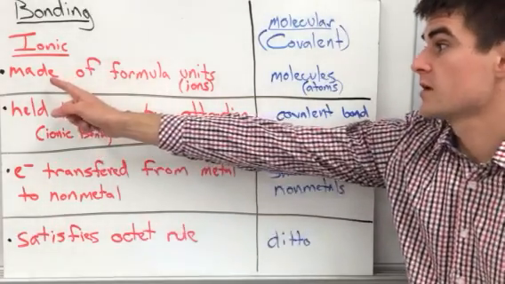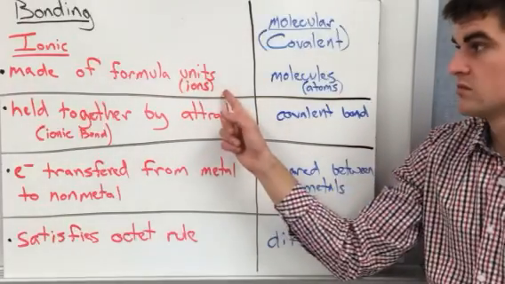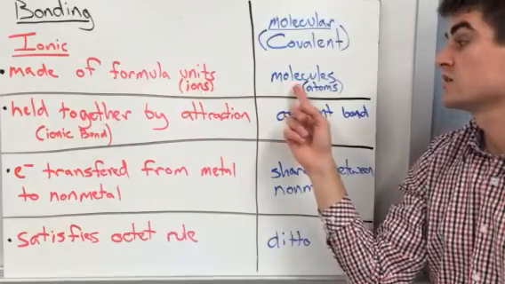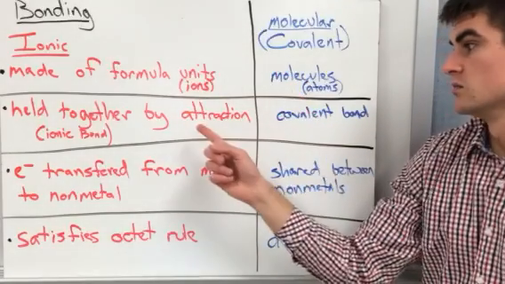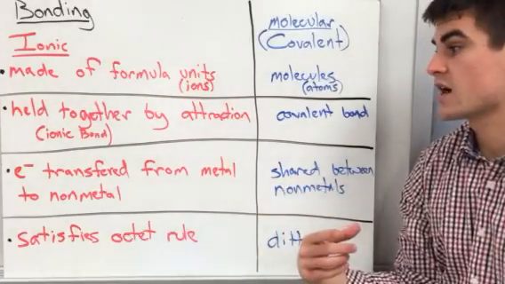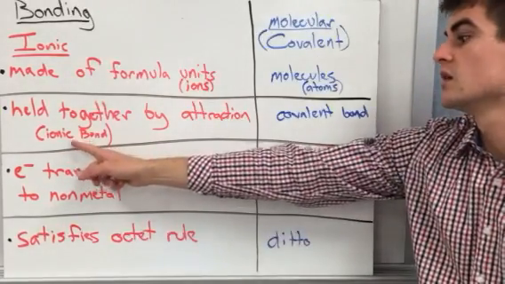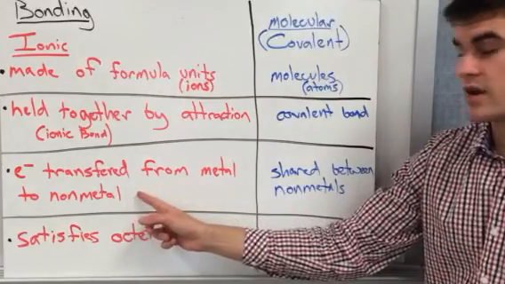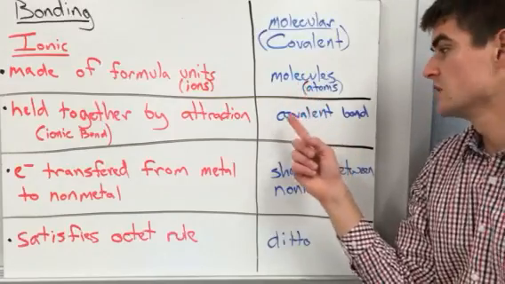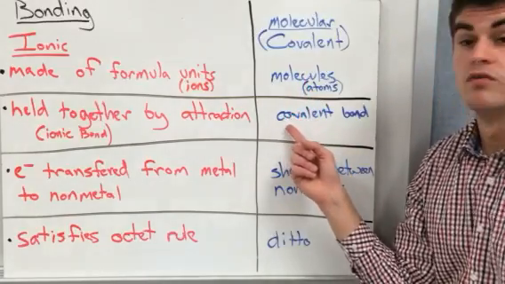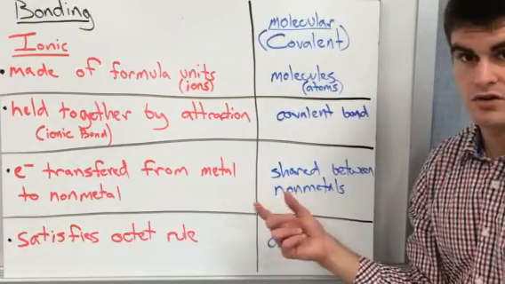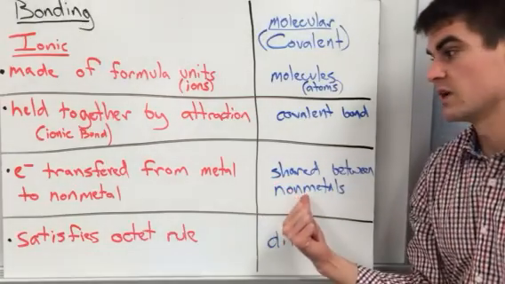Also, you can think of ionic being made of ions, hence the name, whereas covalent or molecular compounds, these are made of atoms. So here, ionic held together by that positive-negative attraction, which we call an ionic bond, formed when electrons are transferred from our metal to our nonmetal. Whereas covalent, held together by covalent bonding or the shared electrons, so sharing between two nonmetals.